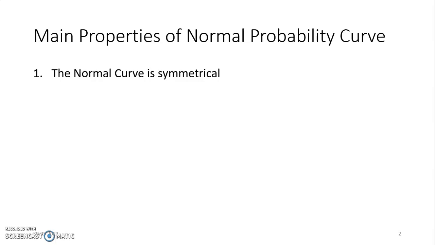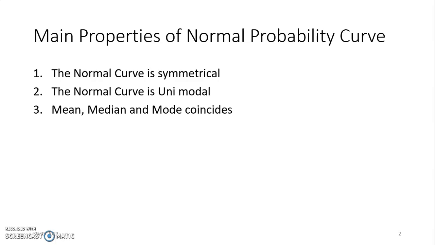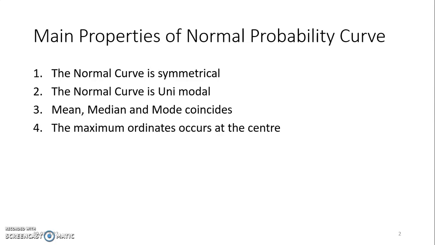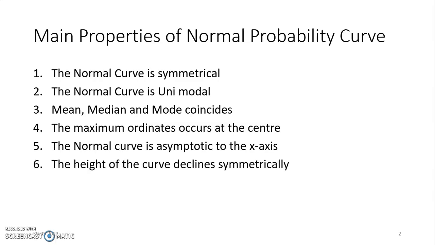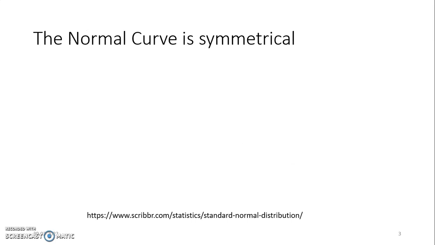The first property is the normal curve is symmetrical. The second property is the normal curve is unimodal. The third property is mean, median, mode coincide. The fourth property is the maximum ordinate occurs at the center. The fifth property is the normal curve is asymptotic to the x-axis. The very important property is the height of the curve declines symmetrically. So these are a few properties we will see in detail.